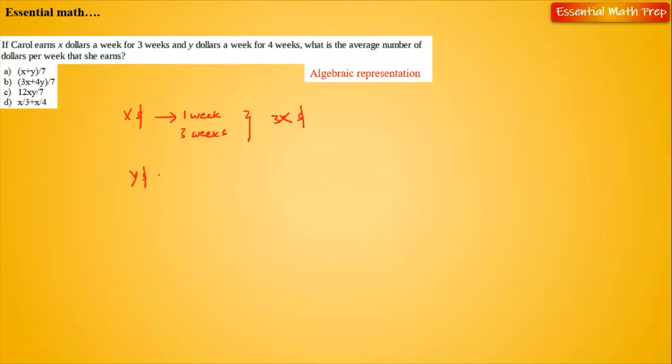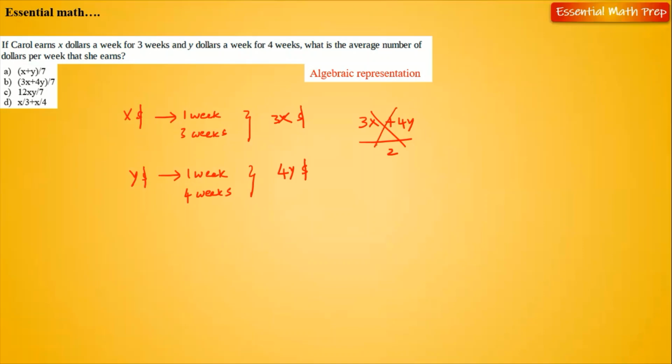Similarly, she makes Y dollars in 1 week. How much would she make in 4 weeks? She would make 4Y dollars, right? Now, when you try to average, what you would likely do is 3x plus 4y by 2. And you notice this is not a choice. This is incorrect because average is not just about how many quantities you have. You have one 3x and one 4y, so I'm going to average it by 2.